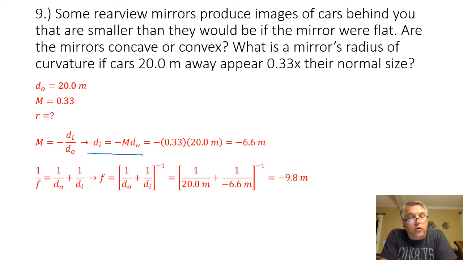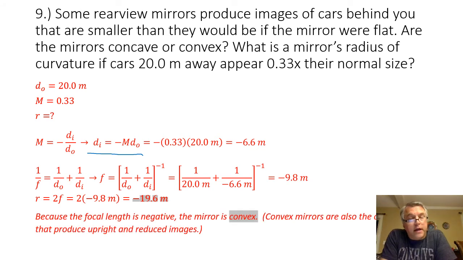Now I can take that image distance and my object distance, plug that into the mirror equation, solving that for focal length. And when I put those values into the mirror equation, I am going to have a focal length for this mirror of negative 9.8 meters. Doubling the focal length will give me the radius of curvature, so doing that gives a radius of curvature of negative 19.6 meters. And because my focal length is negative, I know that my mirror is going to be convex.